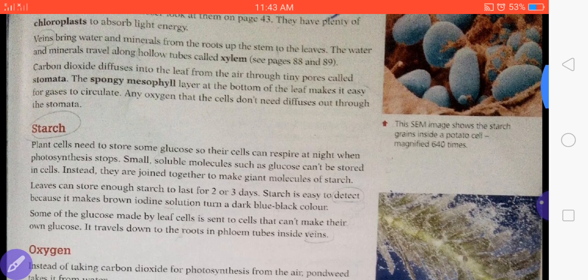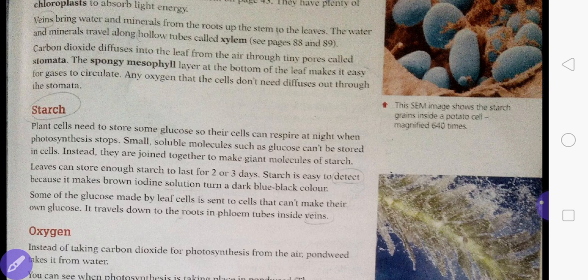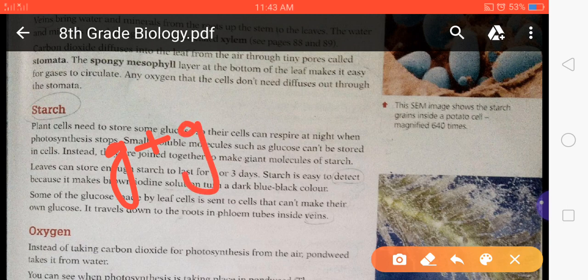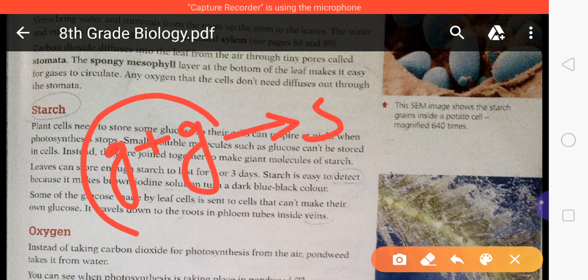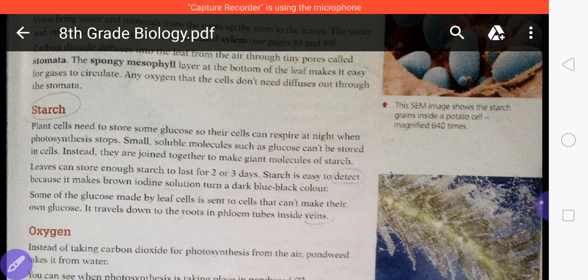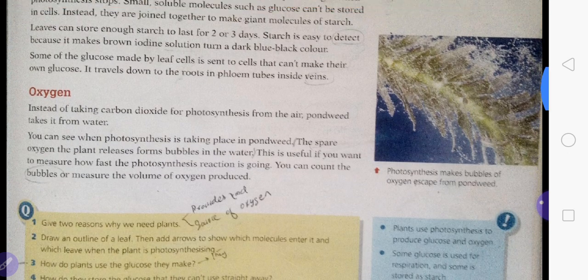And sometimes when glucose is produced in a great amount, the glucose is then stored in the form of starch, like glucose plus glucose is equal to starch. The molecules of glucose are combined together and starch is formed, and this starch then gets stored in the storage tissue of a plant. And when we take this glucose, it is stored in our liver.